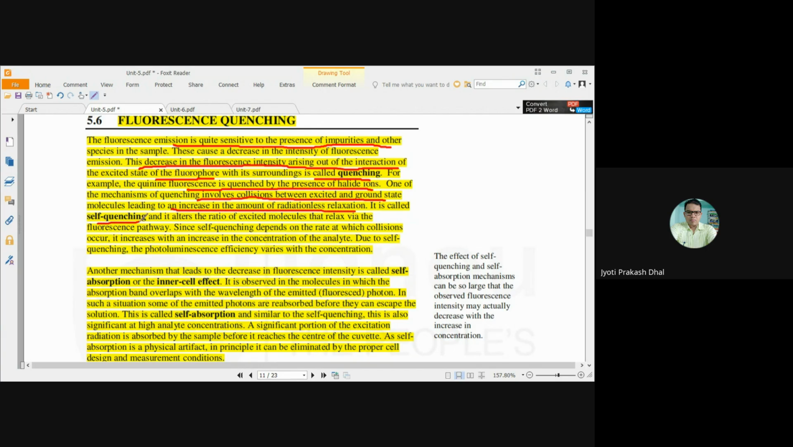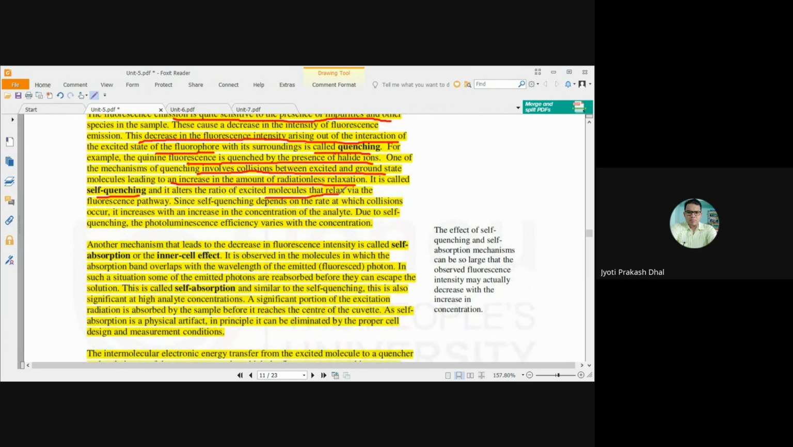It is called self-quenching. That means if the same molecules undergo collision with one another, there is also an increase in the amount of radiation-less process, and that's why the fluorescence intensity will decrease. That is called self-quenching. It alters the ratio of the excited molecules that relax via the fluorescence pathway. Since self-quenching depends upon the rate at which the collision occurs, it increases with an increase in concentration of the analyte.